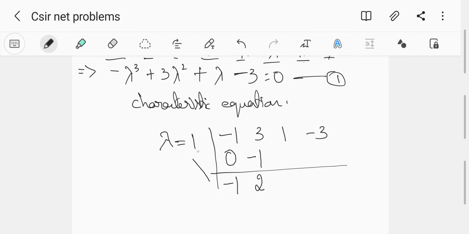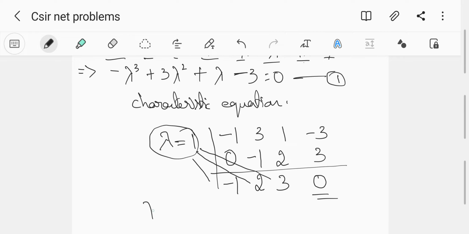Then again 1 into 2, it is 2, write it here. 1 plus 2 is 3. Then 1 into 3 is 3. Minus 3 plus 3 is 0. So when we get 0 here, it means that this lambda is equal to 1 satisfies the characteristic equation. Okay. So therefore, what is the quadratic equation which we get?